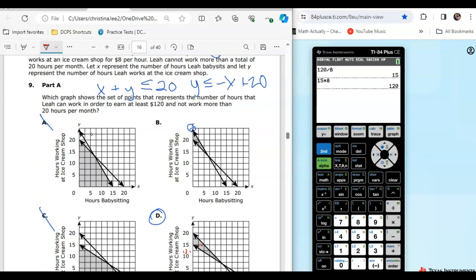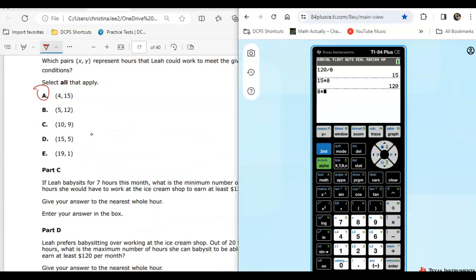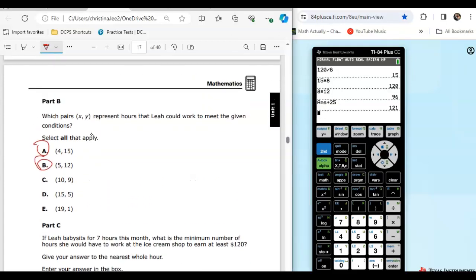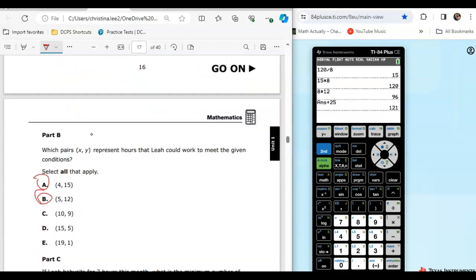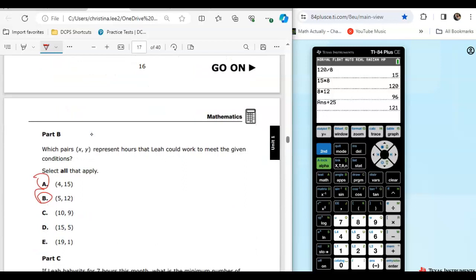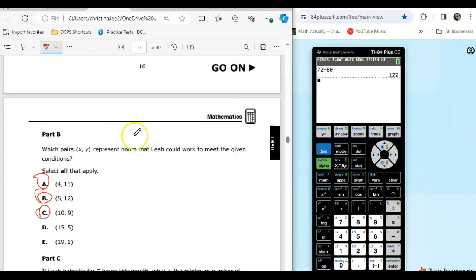25 plus 8 times 12. So 8 times 12 is 96. Plus 25 is 121. So yes, barely, right? We look at 10, 9. That also looks like it's pretty good. It's a good contender. 10 times 5 is 50. 9 times 8 is 72. So 72 plus 50 is 122. So that would also work.